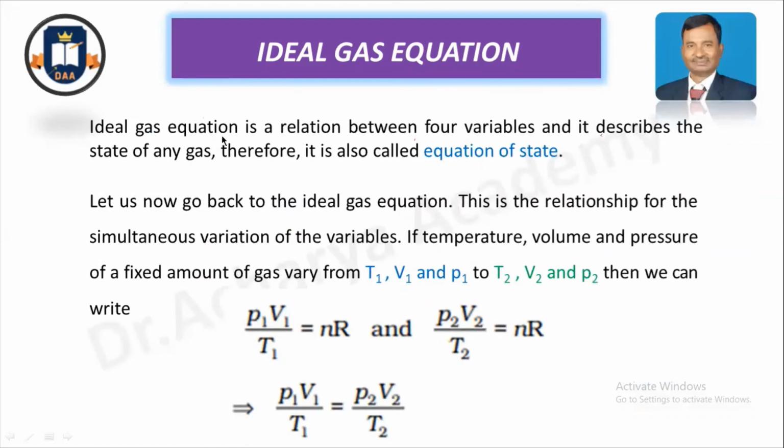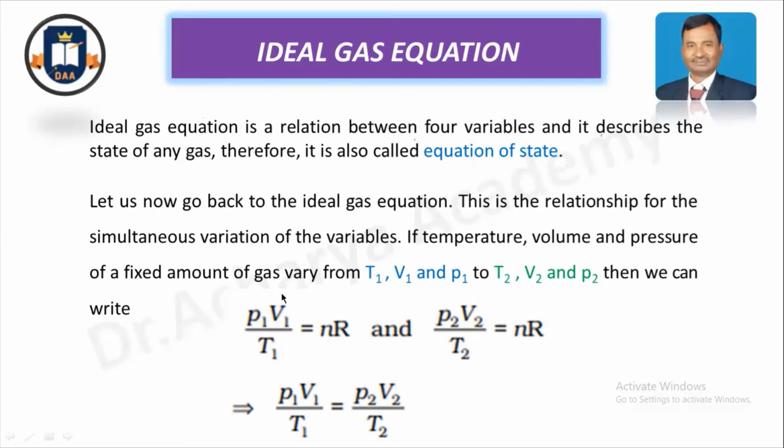So this ideal gas equation is also called the equation of state. Now we'll consider that if the temperature, volume and pressure of a fixed amount of gas is varied from T1, V1, P1 to T2, V2, P2, then this is the main equation. This is the equation for the first condition, with temperature, volume and pressure, and this is the equation for the second condition with T2, V2 and P2. If we combine these both, nR in both cases is the same.